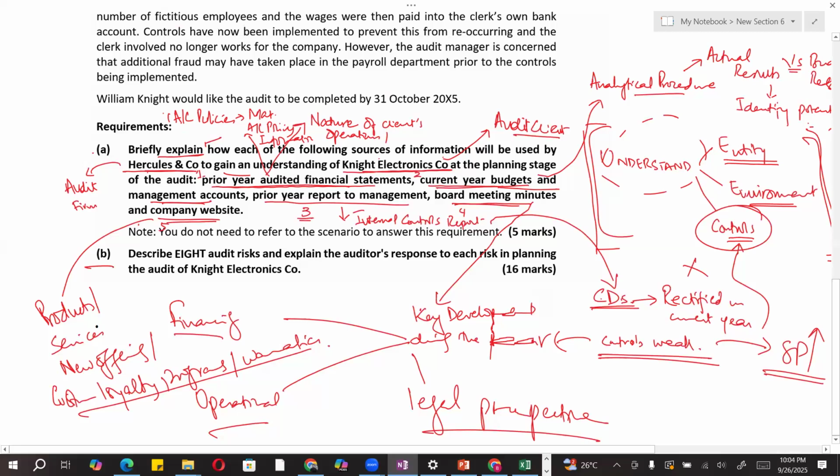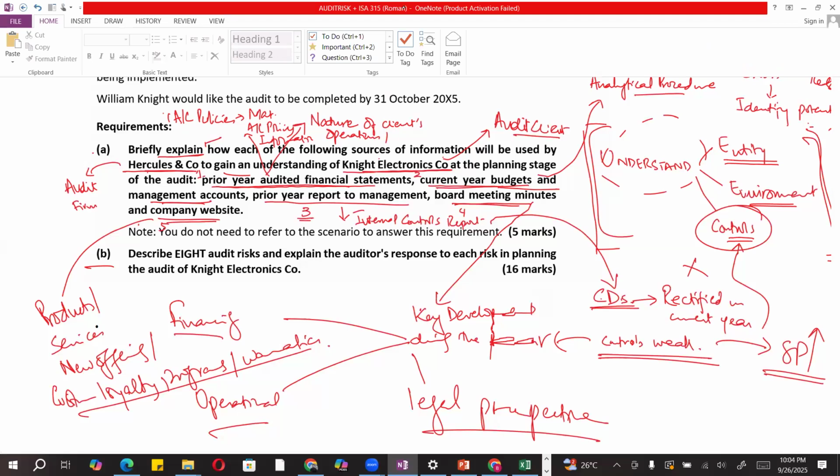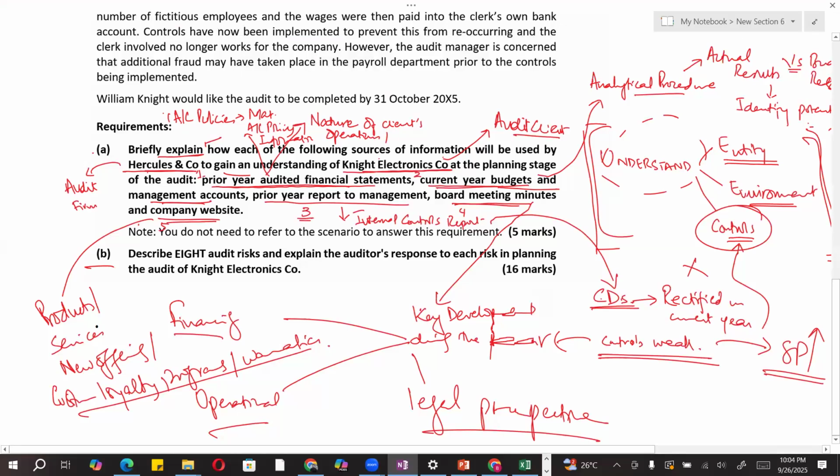Now, let us have a look at B part of the question. B part of the question is: describe 8 audit risks and explain the auditor's response. This is a part that we haven't covered as of now, so we're not going to worry about it for the time being. All we're going to focus on is the description of 8 audit risks in planning the audit of Knight Electronics.